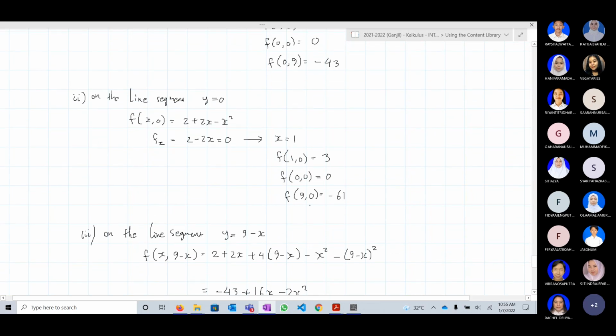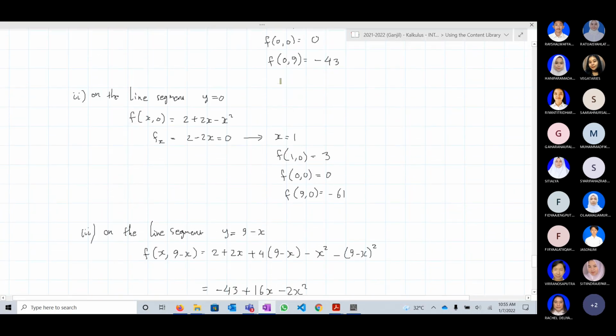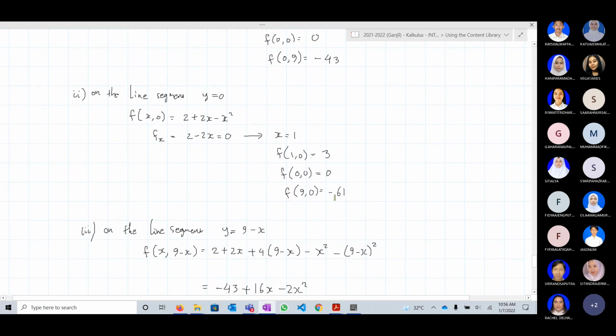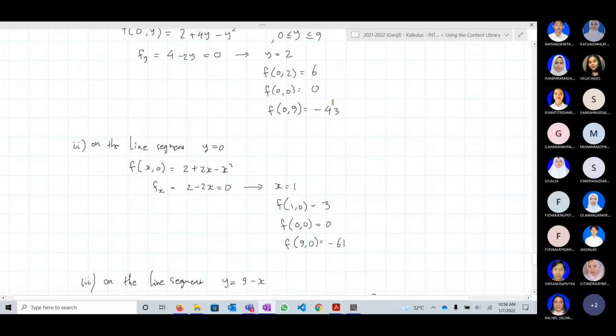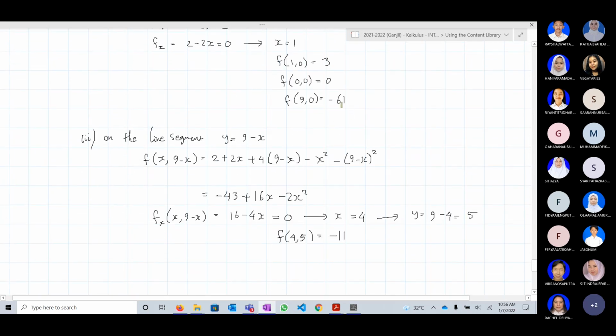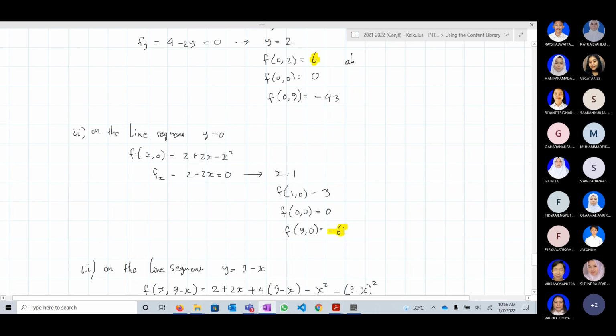So now we simply need to find the absolute maximum and absolute minimum. In this case, we have the values 6, 0, minus 43, 3, 0, minus 61, and minus 11. So 6 is the absolute maximum, and minus 61 is the absolute minimum.